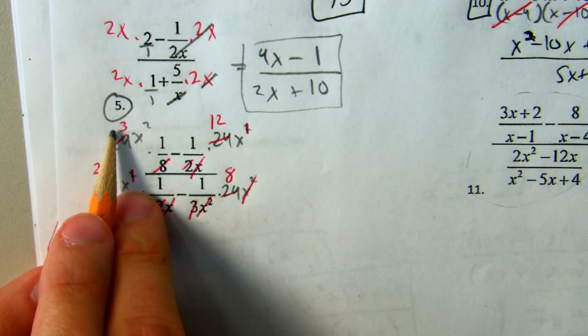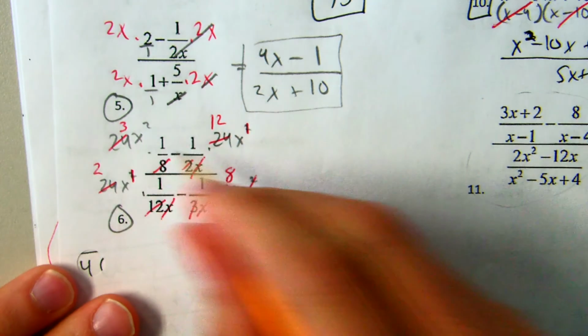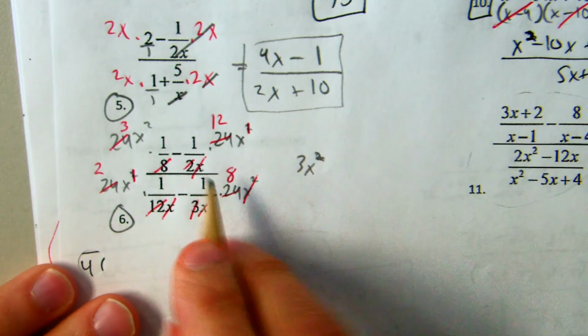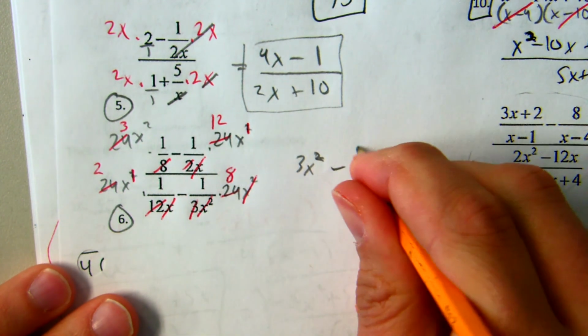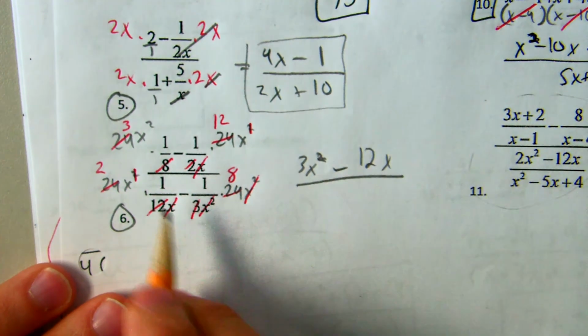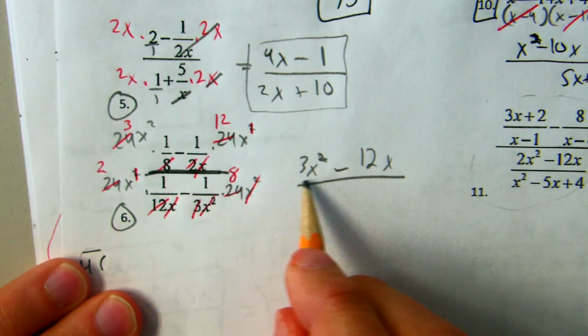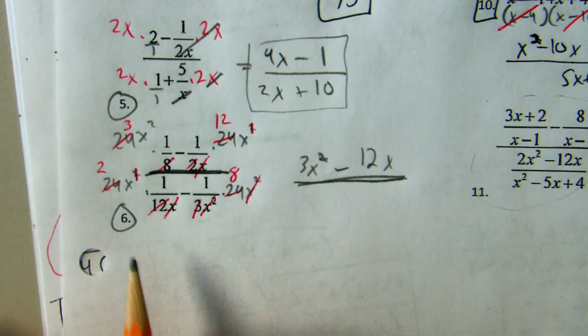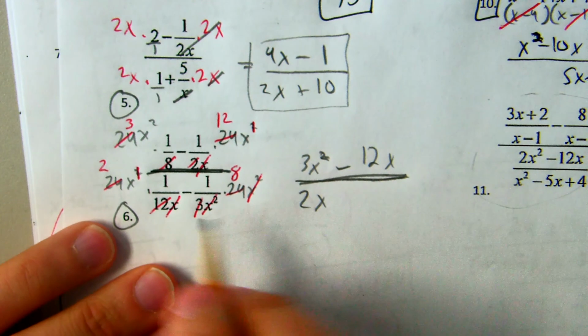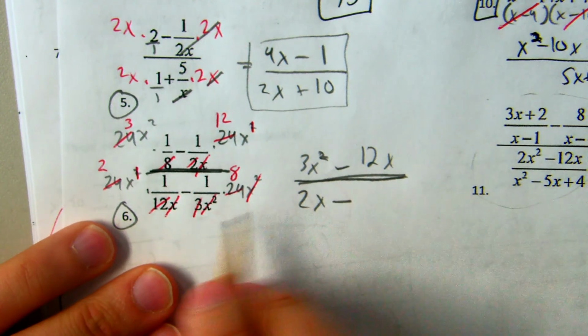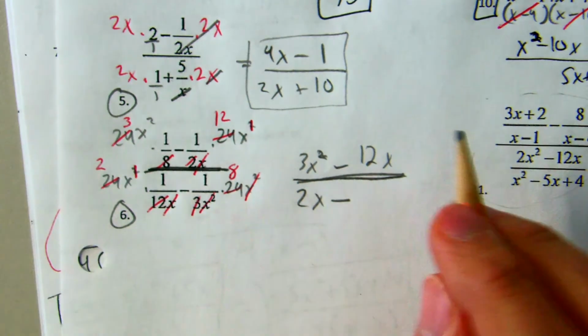in the end, it looks like this was 3x squared times 1 minus 1 times 12 times x. This division bar is this division bar. This should be 2 times x times 1 minus 1 times 8.